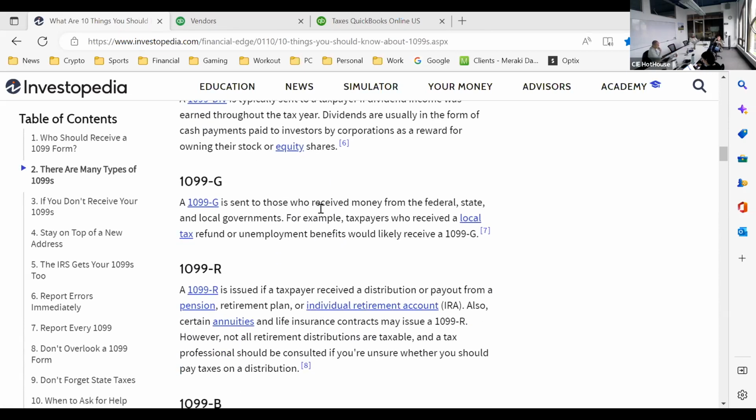1099G is sent to those who receive money from federal, state, or local government. For example, taxpayers who received a local tax refund or unemployment would likely receive this. Now, this does relate to some of the businesses that I have worked with over the last year or so in regards to COVID funding that they received to support their businesses. I don't believe it would relate to any of you guys, but this is the kind of thing that would come into play when we're talking about this.